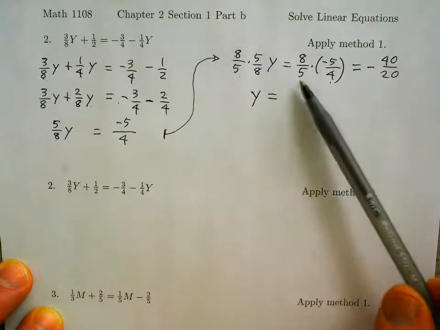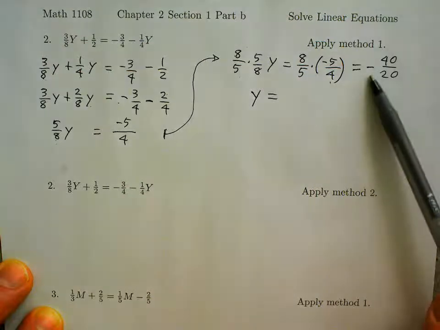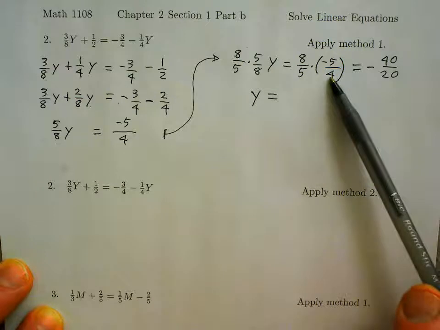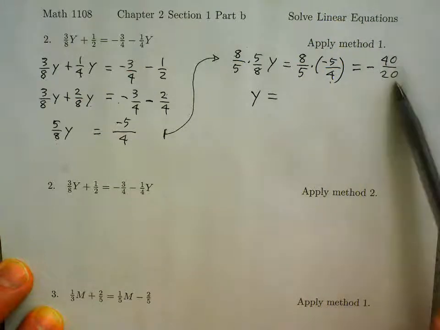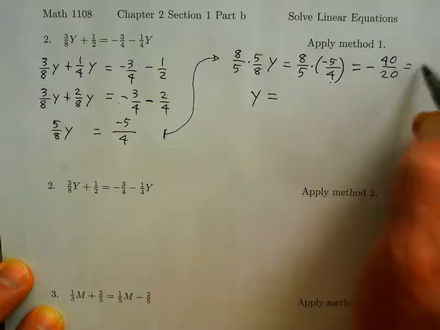So be careful with the negative signs. Make sure you don't drop the negative. A positive number times a negative number is a negative number. And then negative 40 over 20 simplifies to negative 2.